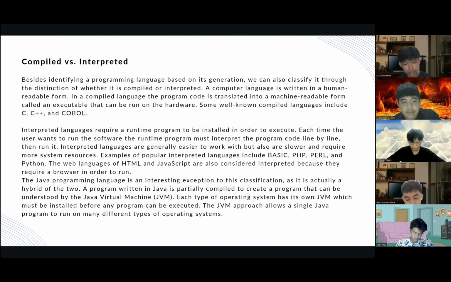The Java programming language is an interesting exception to this classification, as it's actually a hybrid of the two. A program written in Java is partially compiled to create a program that can be understood by the Java Virtual Machine, or what we call JVM. Each type of operating system has its own JVM, which must be installed before any program can be executed. The JVM approach allows a single Java program to run on many different types of operating systems.